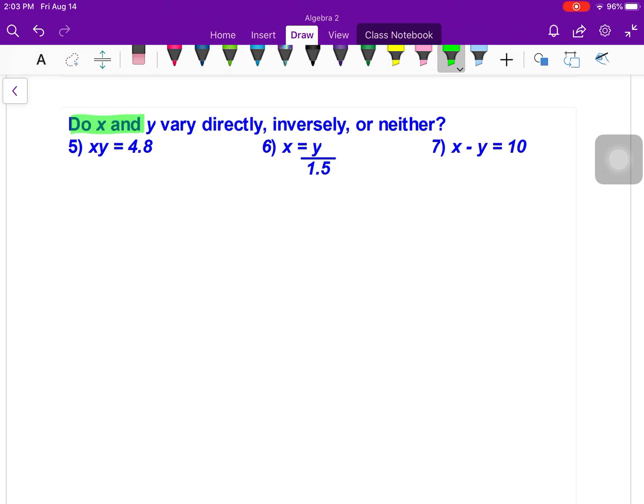This question says, do x and y vary directly, inversely, or neither of the two? So in order to see this, we want our equation to read y equals, and we're going to see if it is k times x, which would be direct, or if it is k divided by x, which would be inverse. If it is k with any other operation, plus or minus, absolute value, square root, it would not be anything, so it would be a neither.